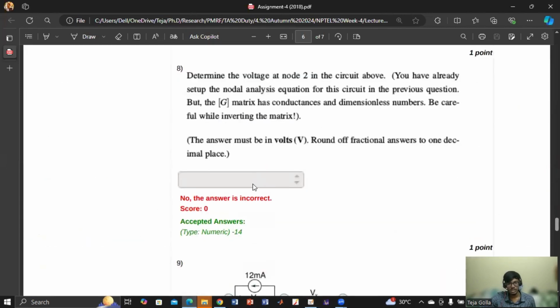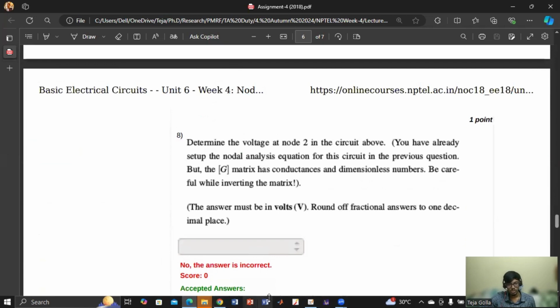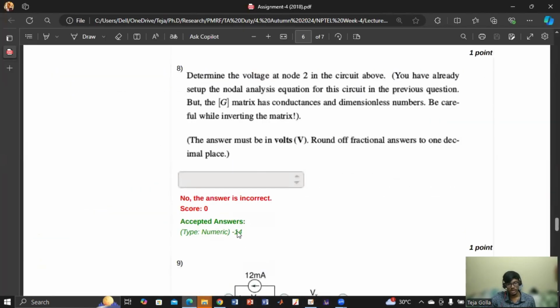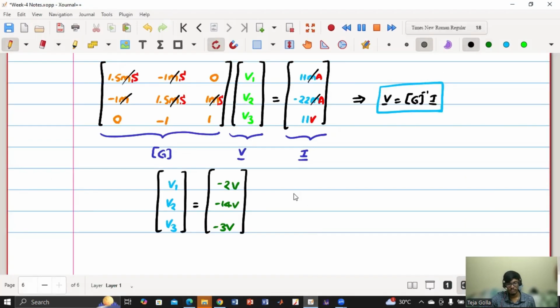They have asked what is the voltage at node 2. The voltage at node 2 we have obtained as -14. So -14 is correct. Is this clear how we have solved?